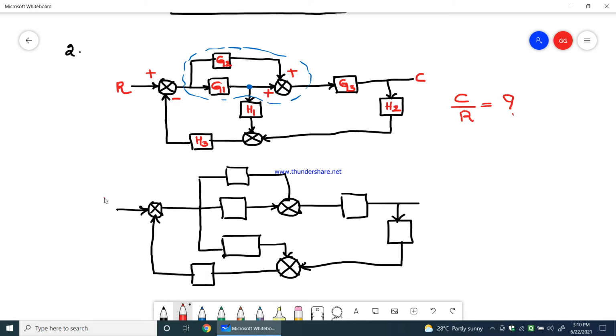So therefore this is R, this is plus minus, so this is G1, this is G2, now this is plus and plus, this is G3, H2, H3. Now I have shifted this takeaway point to this particular place. So therefore what do we get there? What do we get? This block is what we need to think.